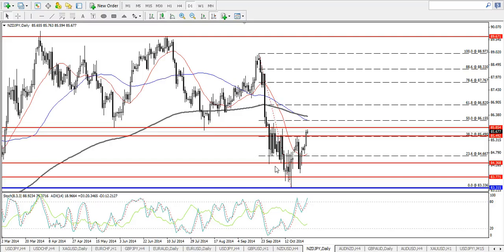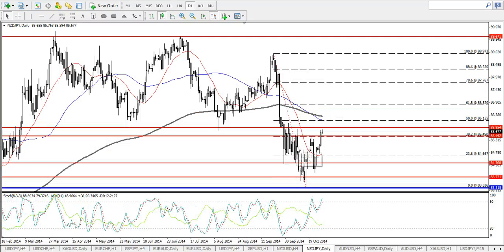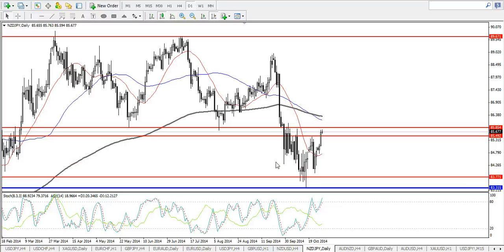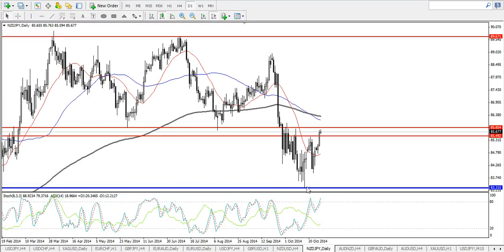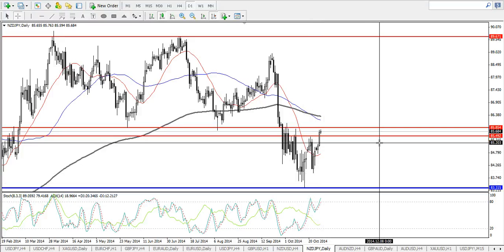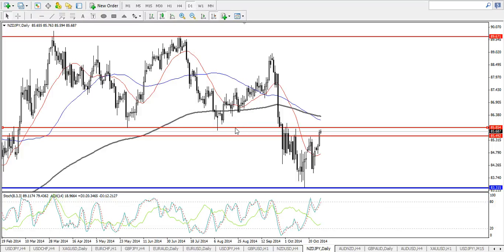This is the New Zealand against the yen. What happened is that price has gotten supported at the final absorption level 83.31. It starts to rebound all the way back to the previous key support level at 85.85. Just a little bit more and it's going to touch that level.